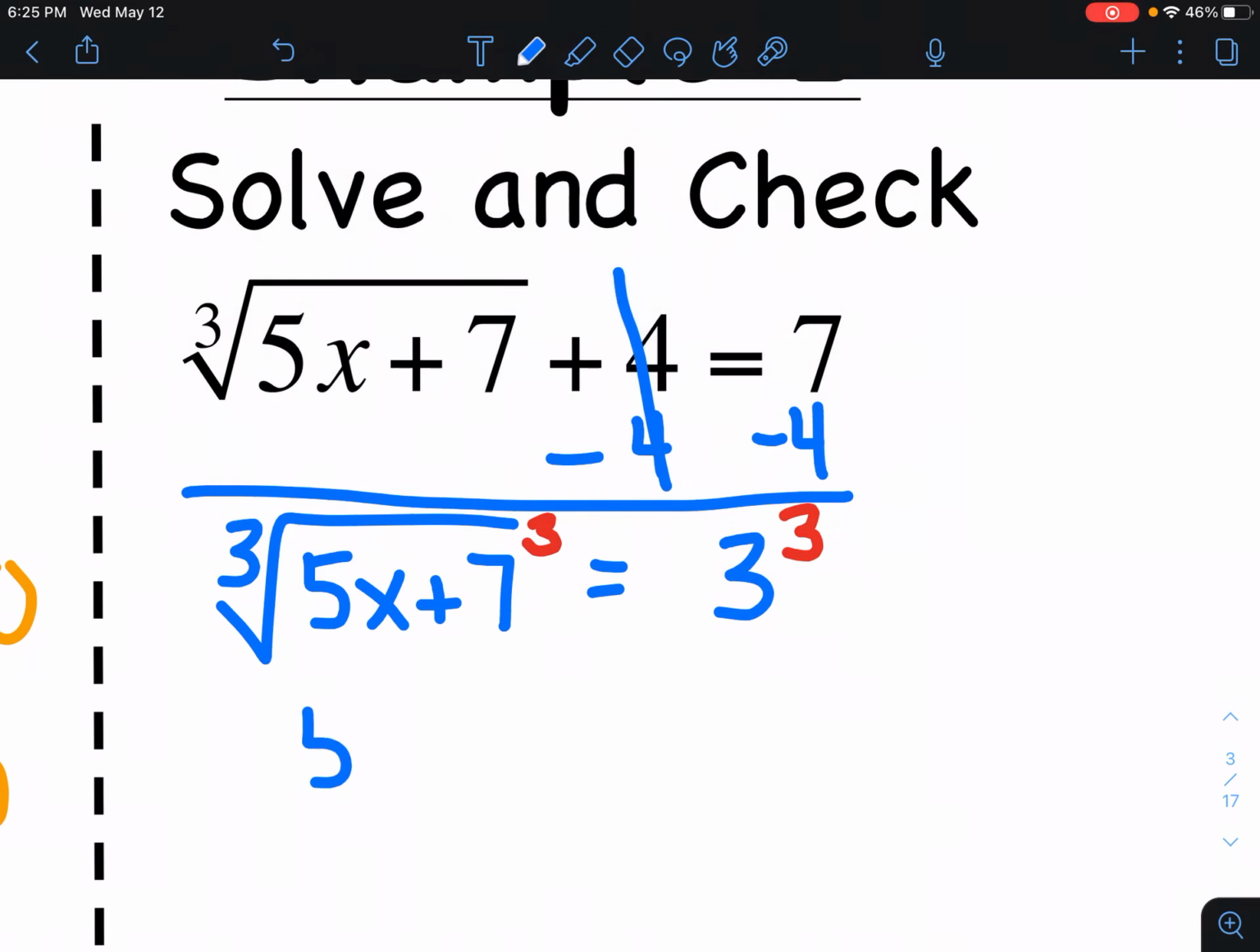So get rid of the radical, bring down 5x plus 7 on the left. And then we have to do the math on the right. 3 cubed is 27.